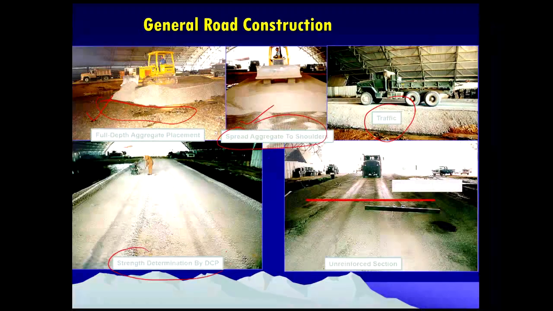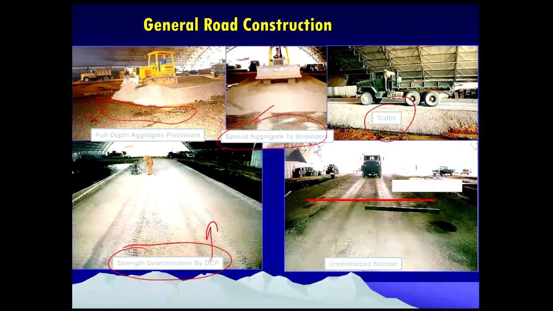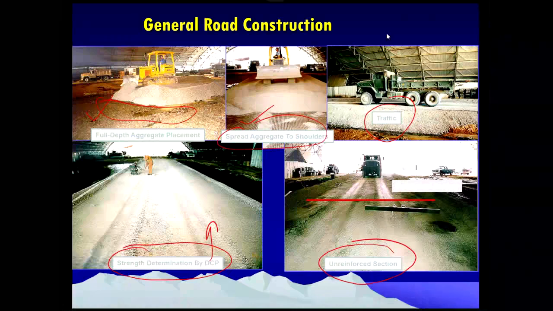The strength of this material is tested using a simple equipment called a dynamic cone penetrometer, and you are trying to see within the sections what the reinforced section is and what the unreinforced section is. You can see the difference. So this is the unreinforced section, this is the reinforced section. See the rutting in the left wheel path and right wheel path of the sections.